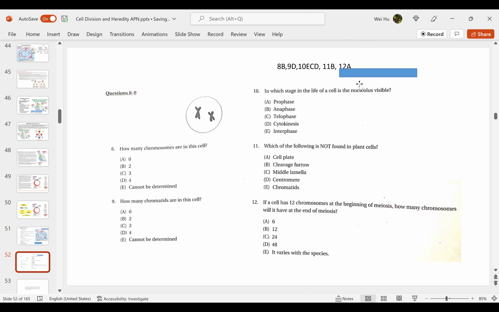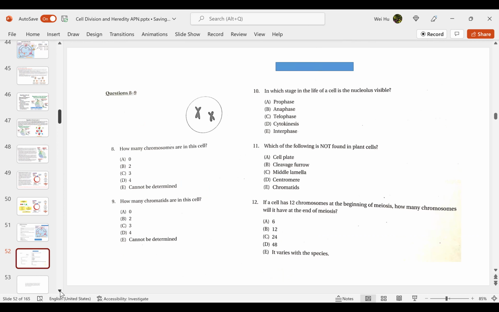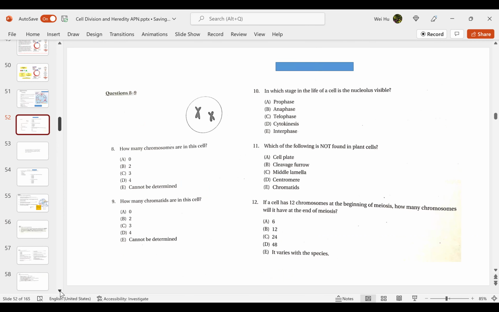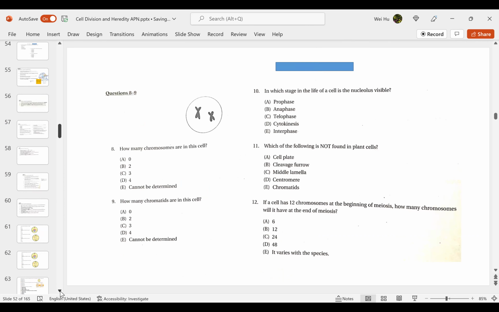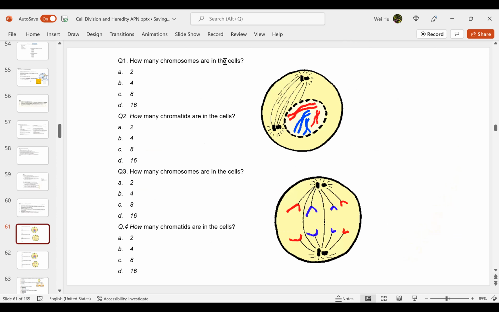So let's do more questions. I think this probably is too simple for you, so let's have a little more challenging question. Sorry about that. Let's try this one, which seems more interesting and challenging. The pictures on top are for these two questions, and the bottom pictures are for 3 and 4.